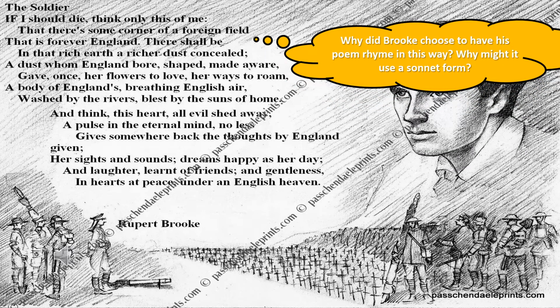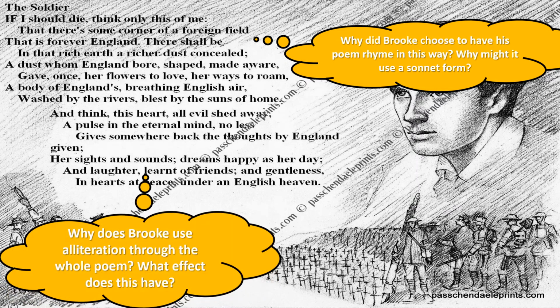We could now also continue to look at the rhyming being used and why the sonnet form is being used. Think about how that links to Brooke himself or the message of his poem. And we still have to look at the alliteration being used through the whole poem. What effect does it have? In this case, I've highlighted "laughter learnt", and that's one example of many in this poem.